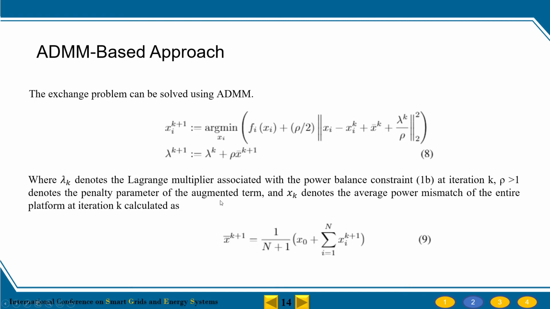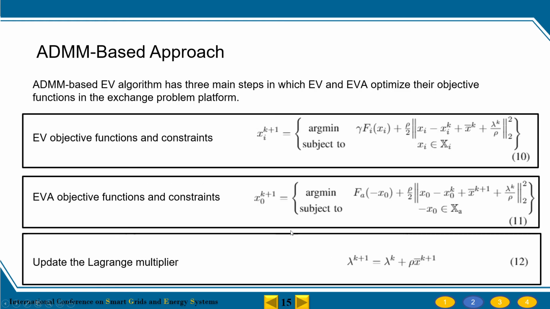The ADMM-based approach is introduced in this slide. You can see we have the augmented part, we have the objective function, and we are updating the Lagrangian multiplier at each step. We also update the average charging of all electric vehicles on the aggregator at each iteration. These two are the signals that the aggregator sends to each agent to make the loop complete.